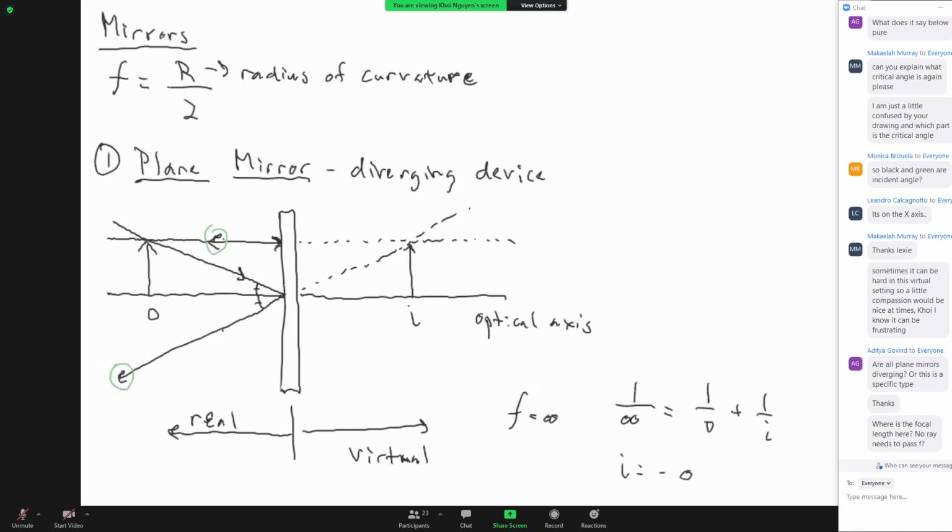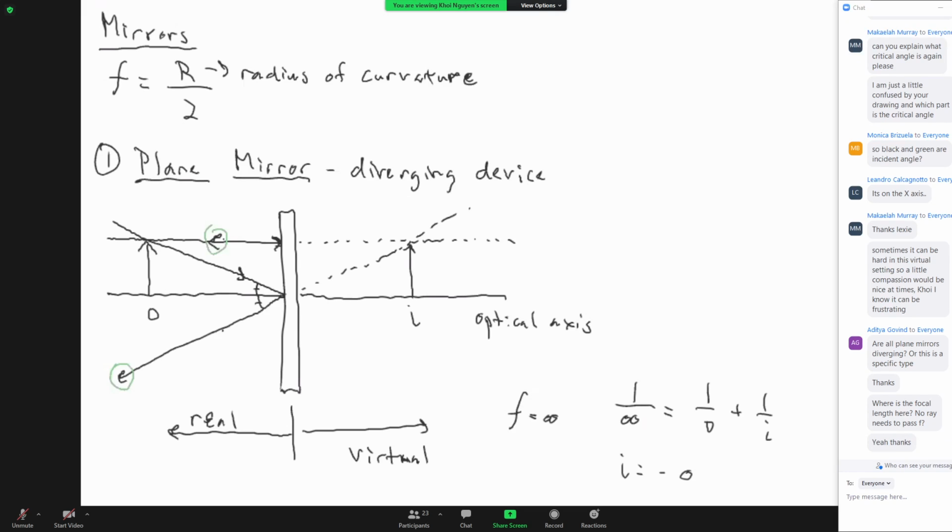Sorry. We had a really good question come in: where's the focal length here? Because there are no rays that intersect with each other that pass through the optical axis. Does that make sense? Yeah, so a flat piece of mirror will have no radius of curvature. The only way you would assume that there was a radius of curvature is if that radius or that focal length was infinitely far away for this flat piece of glass.